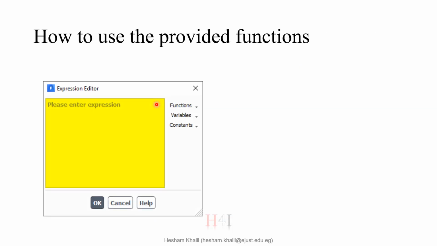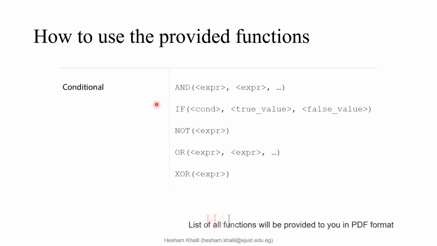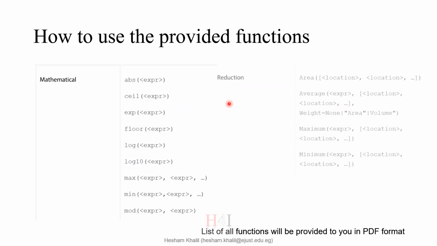There are a lot of functions provided in the main window of the expression editor. Conditional functions, mathematical functions. I will provide you with a PDF file showing all these functions and how to use them. The file will be something like this. This is a conditional function, and if, not, or, and some mathematical functions: absolute, ceil, exponential, floor. These are all mathematical functions. This is the description of the function and how to write it.